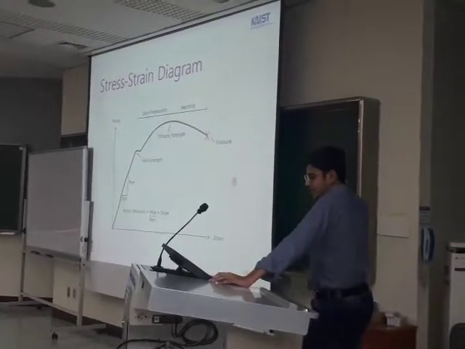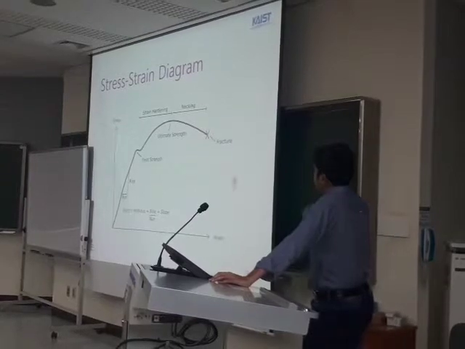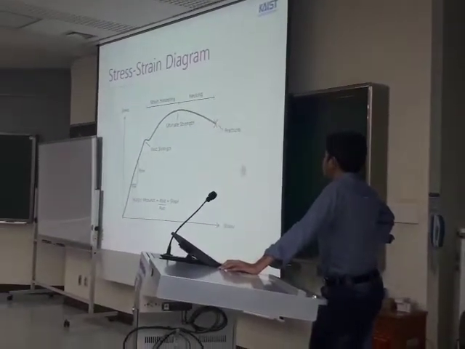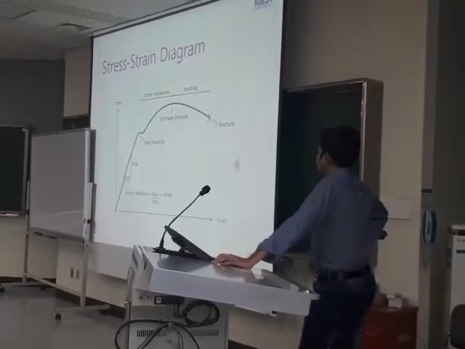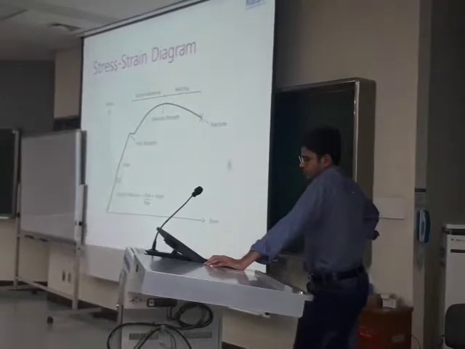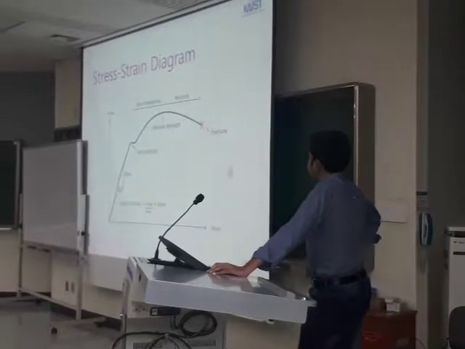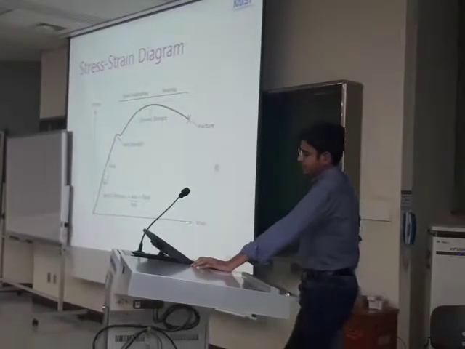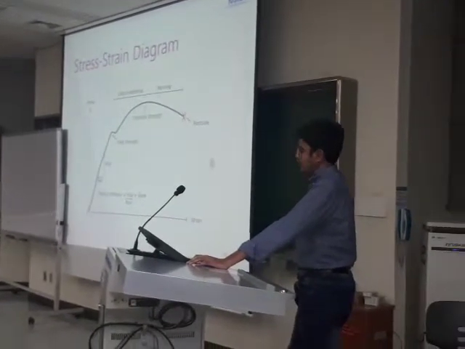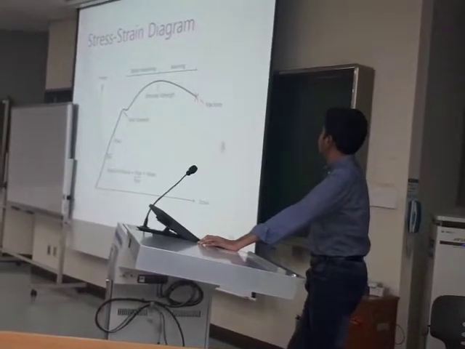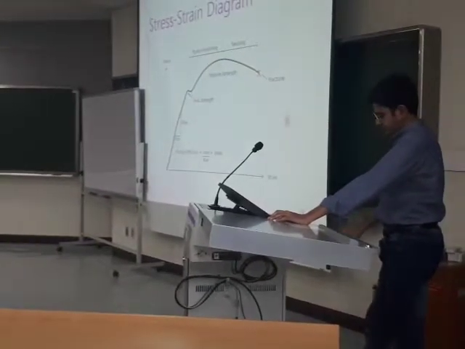And then there is yield strength, which marks the boundary between the plastic and elastic region. After that, we see there is a sudden decrease in stress, and then the stress goes on increasing to the ultimate strength. So this point is giving us the ultimate strength of the material which we are testing. And then there is necking, which is a sudden decrease in the cross-sectional area. And then finally there is fracture.